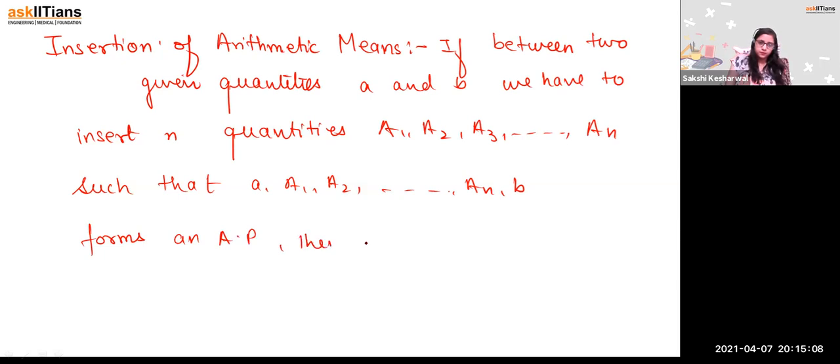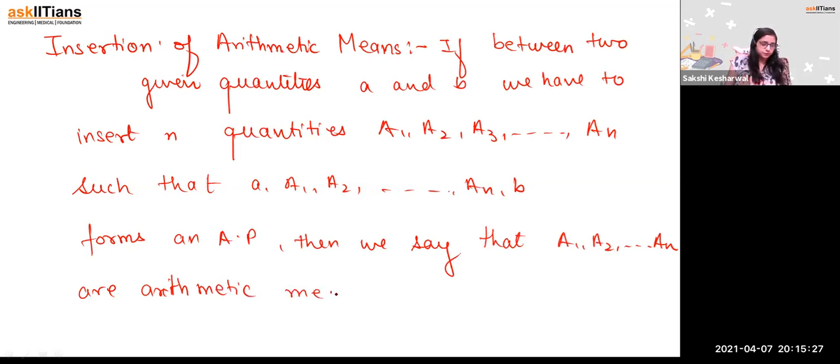Then we say that A1, A2, till An are arithmetic means between A and B. First of all, you write it.